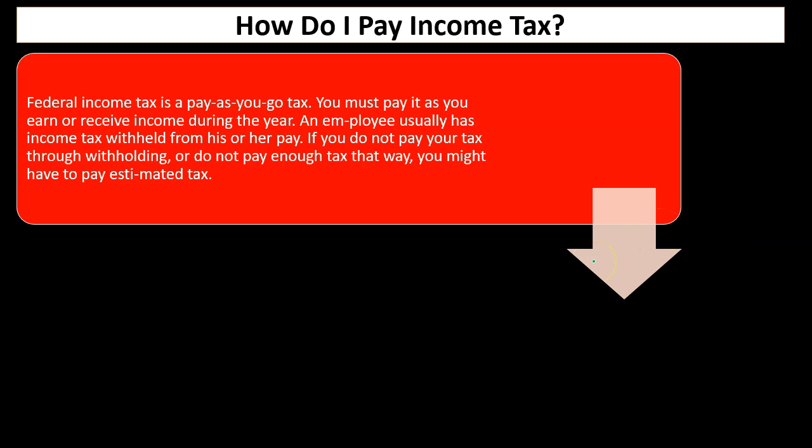How do I pay income tax? Federal income tax is a pay-as-you-go tax. You must pay it as you earn or receive income during the year. An employee usually has income tax withheld from his or her pay. If you do not pay your tax through withholding or do not pay enough tax that way, you might have to pay estimated taxes.